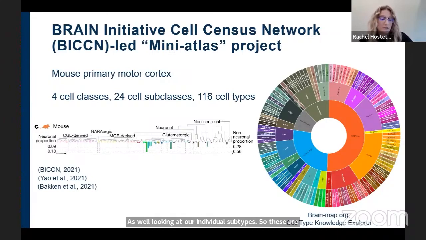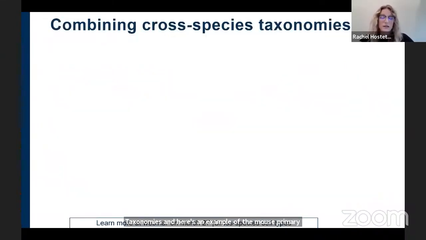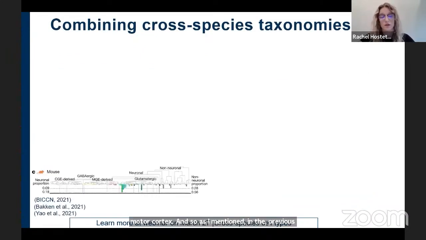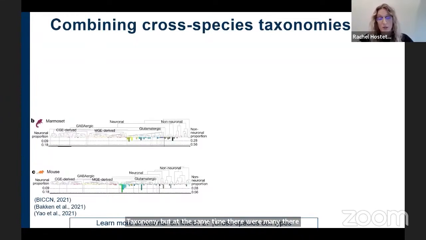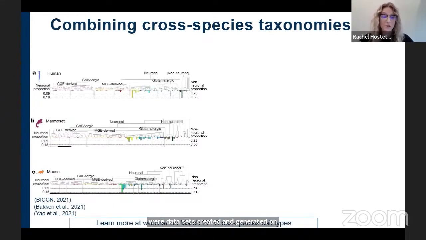And here's an example of the mouse primary motor cortex. And so, as I mentioned in the previous slides, this was actually done on 3 different species. So I've talked to you a little bit about our mouse taxonomy, but at the same time, there were datasets created and generated on marmoset and also human. And when you look at these 3 different dendrograms, at first glance, they look very similar, but there's also details and differences between them. They're not exactly a 1-to-1 ratio between human, marmoset, and mouse.